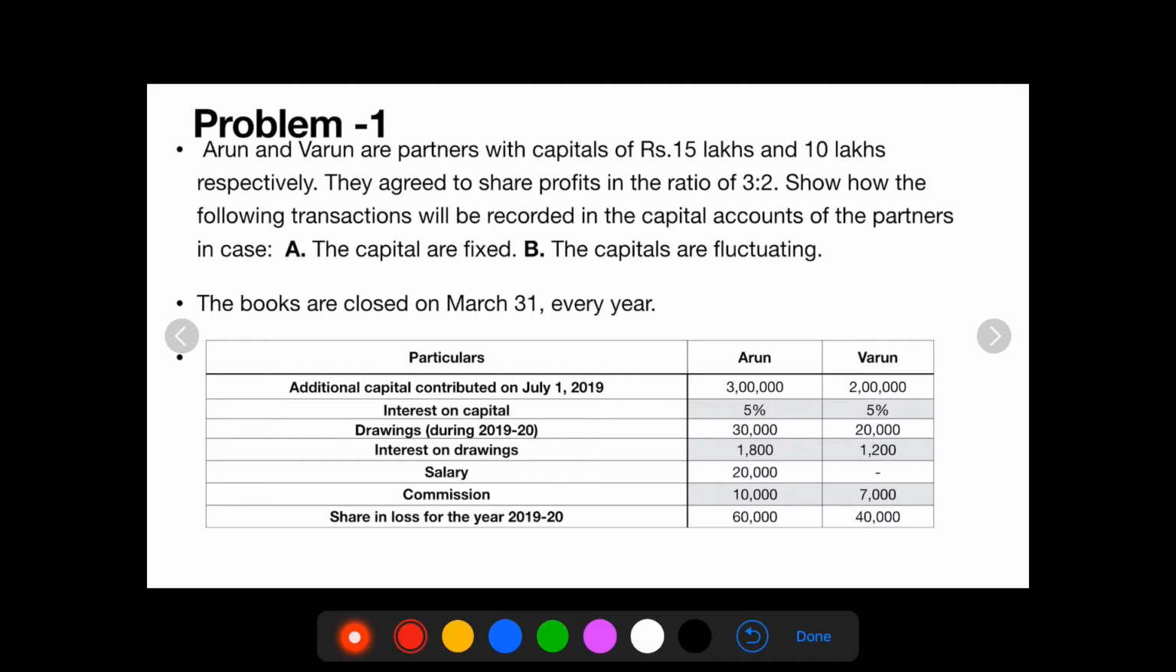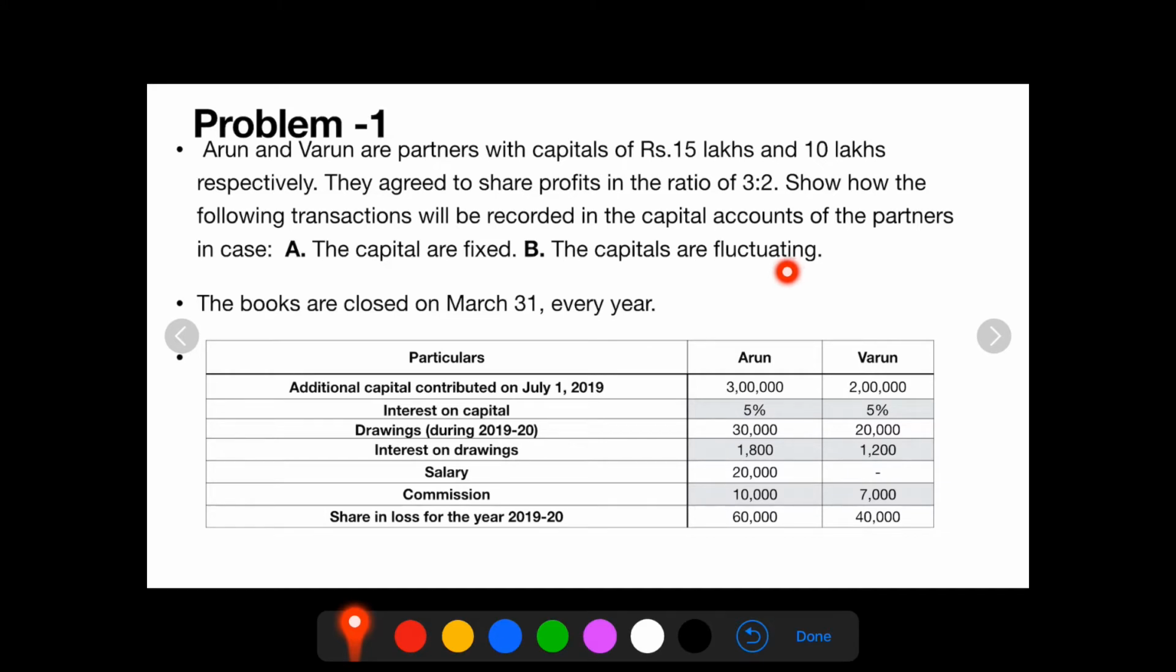So let's start with the very first problem. Arun and Varun are partners with capital of rupees 15 lakh and 10 lakh respectively. They agreed to share profits in the ratio of 3:2. Show how the following transactions will be recorded in the capital accounts of the partners in case. So there are two cases. The first one, the capitals are fixed, the second, the capitals are fluctuating.